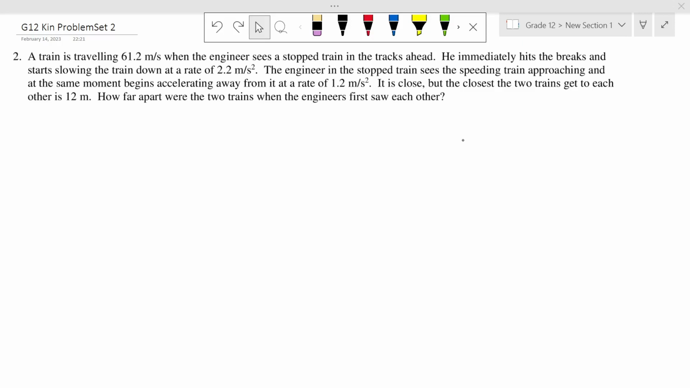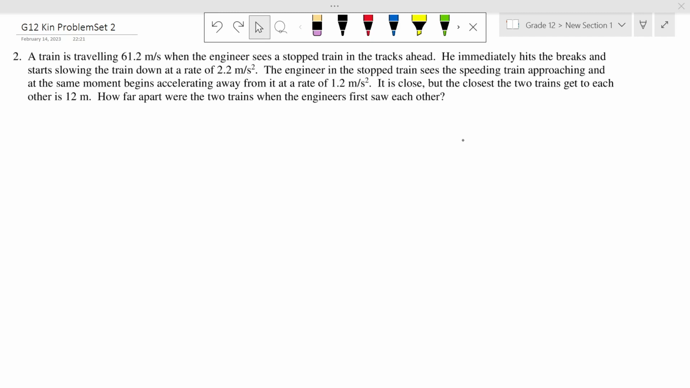A train is traveling at 61 meters per second when an engineer sees a stopped train on the track ahead. So the engineer's in the first train. He immediately hits the brake and starts slowing the train down at a rate of 2.2 meters per second squared. The engineer in the stopped train sees the speeding train approaching and, at the same moment, begins accelerating away from it at a rate of 1.2 meters per second squared. It is close, but the closest the two trains get to each other is 12 meters. How far apart were the two trains when the engineers first saw each other?